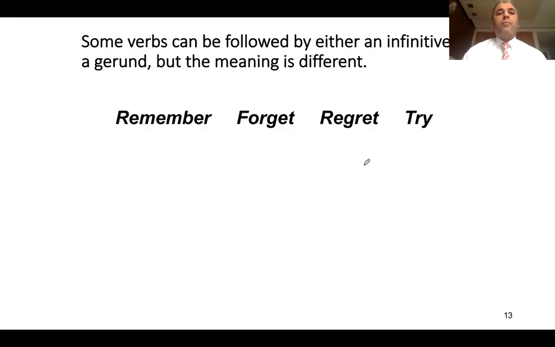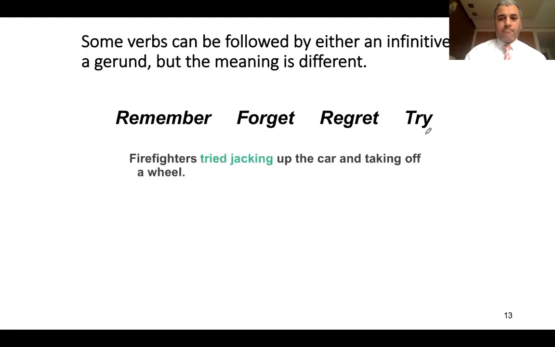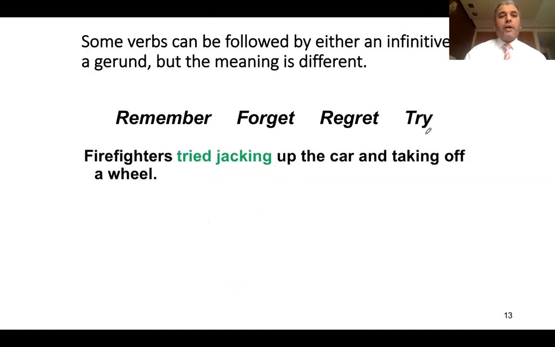Some verbs can be followed by either an infinitive or a gerund, but there is a difference in meaning. On the other side of this, you have some verbs that can be followed by either a gerund or an infinitive, but the meaning differs depending on which you use. Examples of those verbs are remember, forget, regret, and try. Okay? Firefighters try jacking up the car and taking off a wheel.